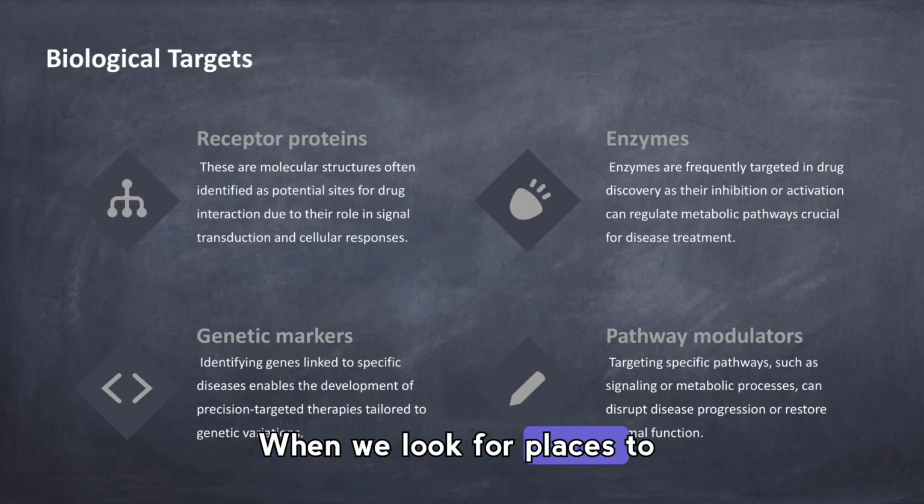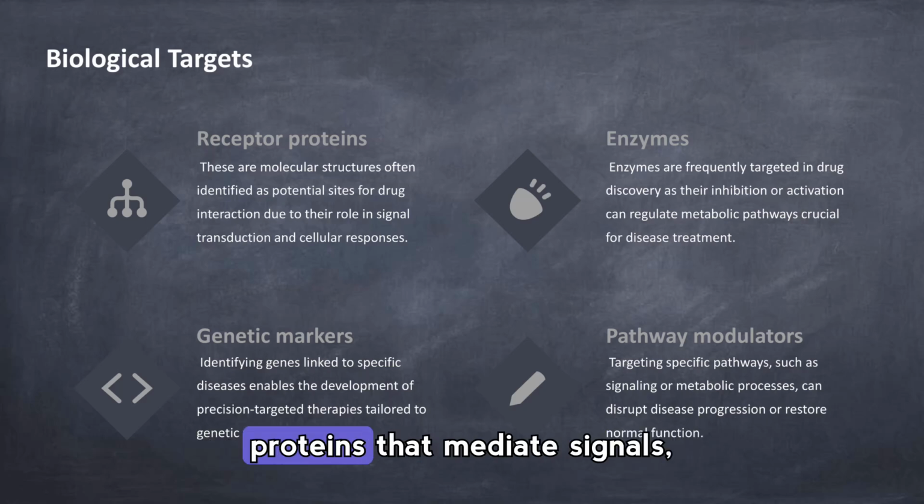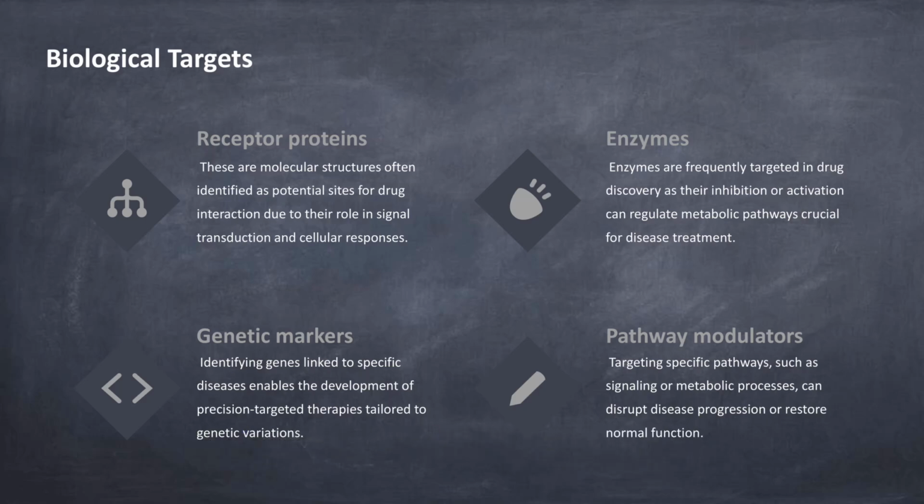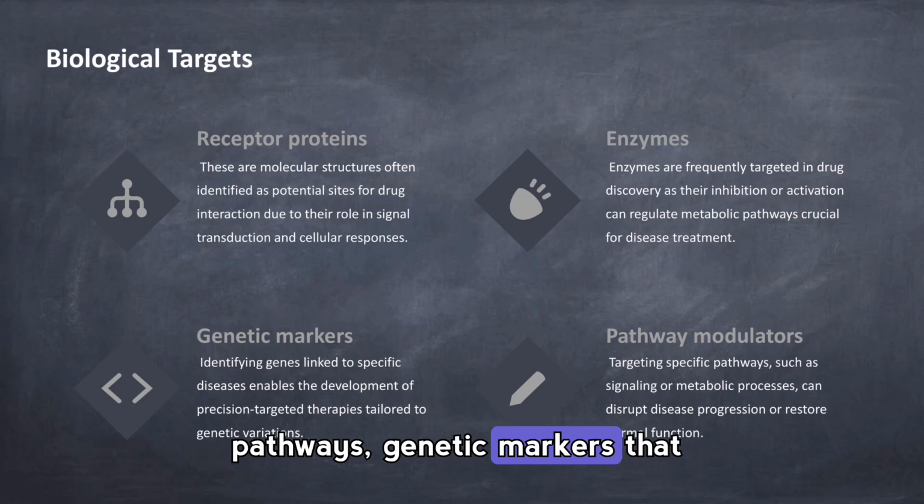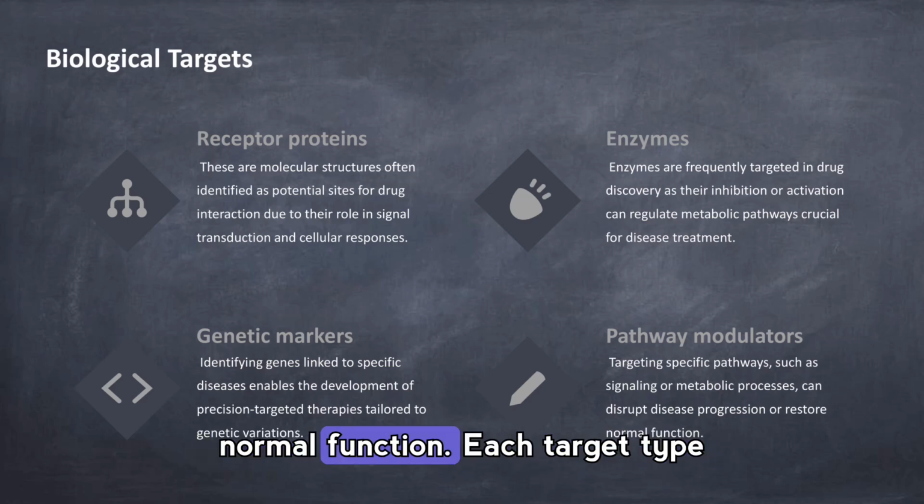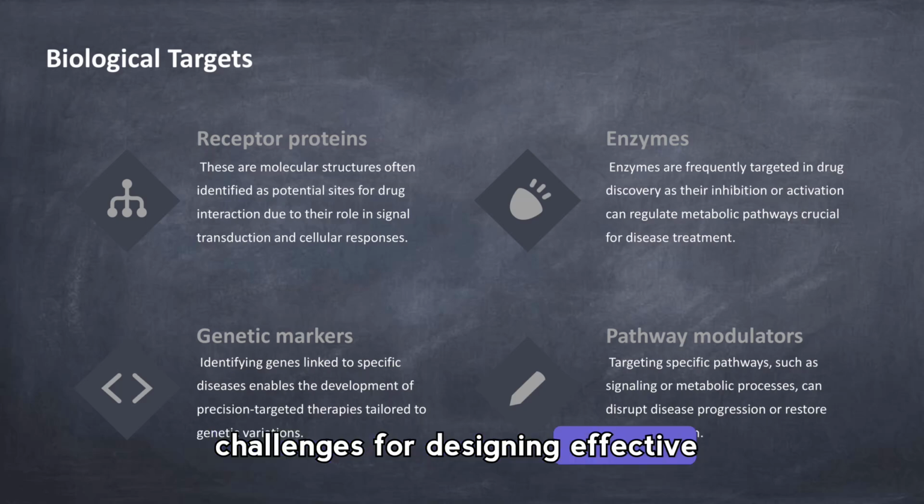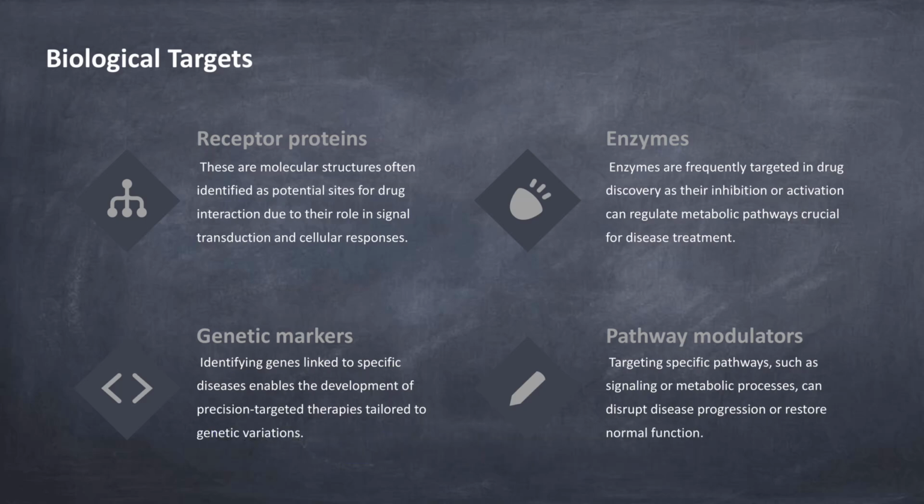When we look for places to intervene in disease, several biological targets stand out. Receptor proteins that mediate signals, enzymes that control metabolic pathways, genetic markers that point to disease drivers, and pathway modulators that can restore normal function. Each target type offers different opportunities and challenges for designing effective and selective therapies.